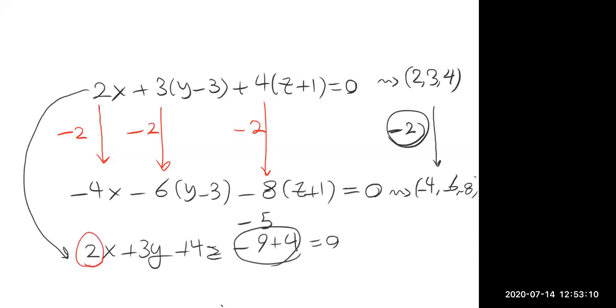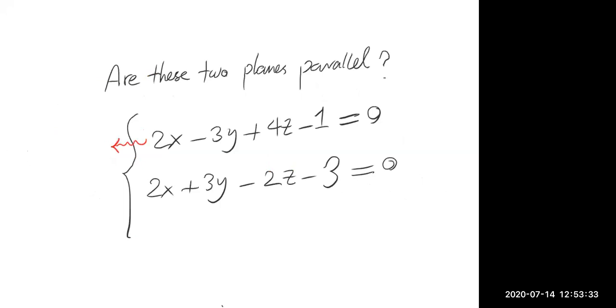2, 3, and 4 are still the coefficients of x, y, z. It doesn't matter if I write the equation in the standard form or in the simplified form. These numbers still represent the normal vector. So it doesn't matter how I write down the equation. The normal vector for the first equation still is 2, minus 3, and 4. The normal vector for the second equation is still the coefficients of x, y, z: 2, 3, minus 2.